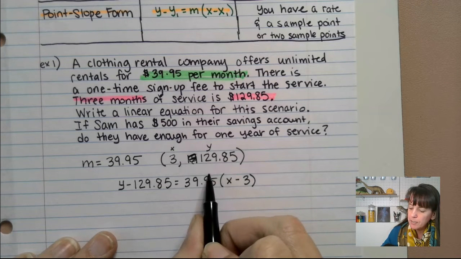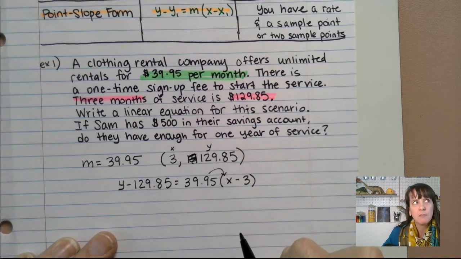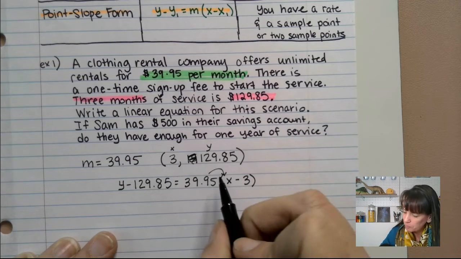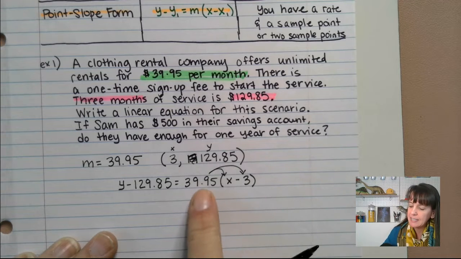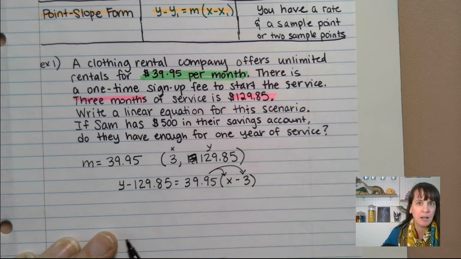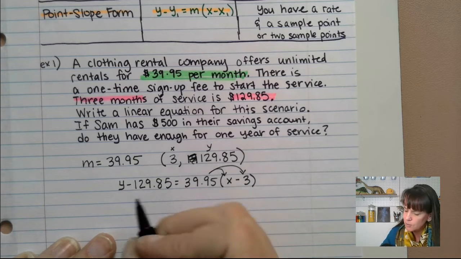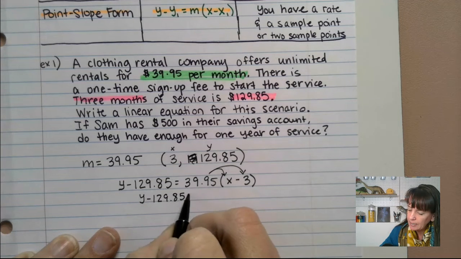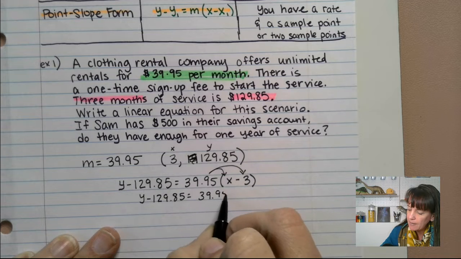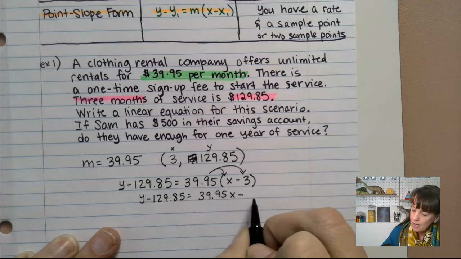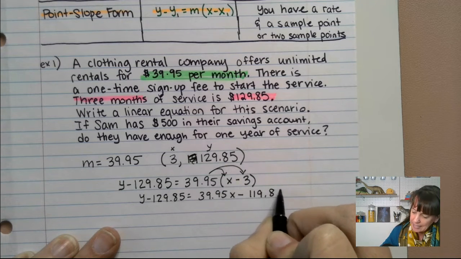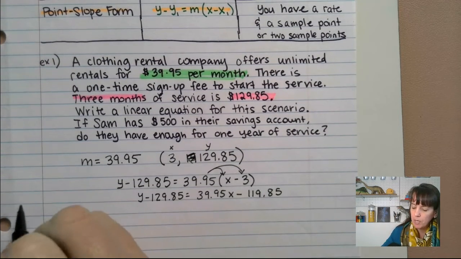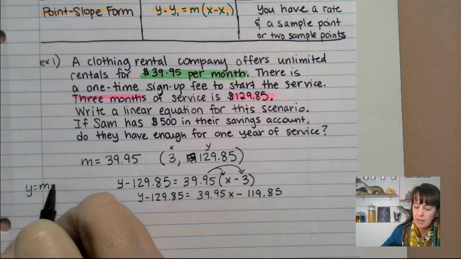I think I said point slope form. We've got to turn it into slope intercept form. All right, we're going to multiply this times this and this times this, distribute. Words are hard today, sorry, guys. y minus 129.85 equals 39.95x minus 119.85. Okay, now remember, slope intercept form is y equals mx plus b.